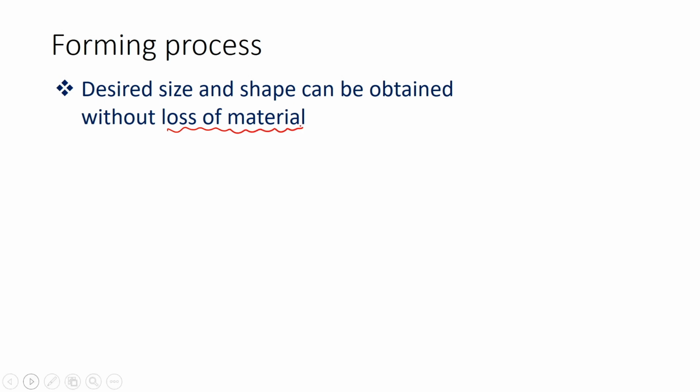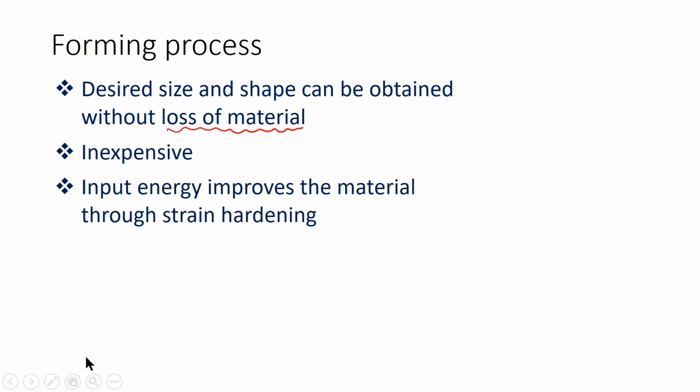So, whatever the raw material is there, that would be reshaped by the application of forces. That is why the process is inexpensive. There is no wastage in this process. Whatever energy we are inputting, whatever energy we are applying during this process, will help to improve the material properties. The strength of the material is improved during the application of forces, during the application of plastic deformation, and that is called strain hardening.